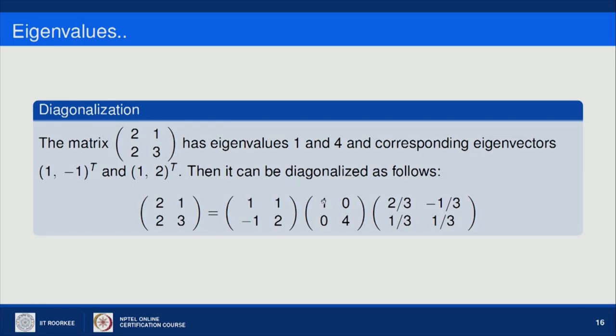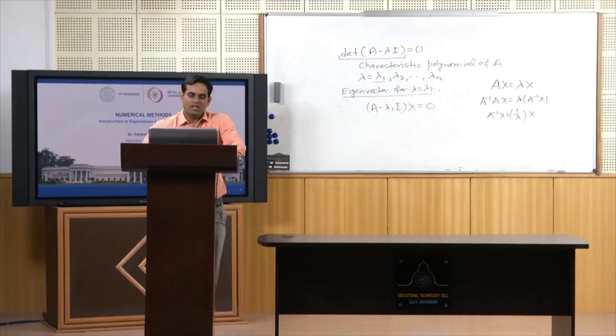The only thing you have to note is that the first eigenvalue is 1 in the first row, so the eigenvector corresponding to 1 should be the first column. Similarly, 4 is in the second row, so the eigenvector corresponding to 4 should be in the second column, and then P inverse. If you multiply these 3 matrices, the product comes out to be this matrix. This property is very important when talking about eigenvalues, because the eigenvalues of A and the eigenvalues of D will be the same. And since D is a diagonal matrix, the eigenvalues will be the elements in the main diagonal.